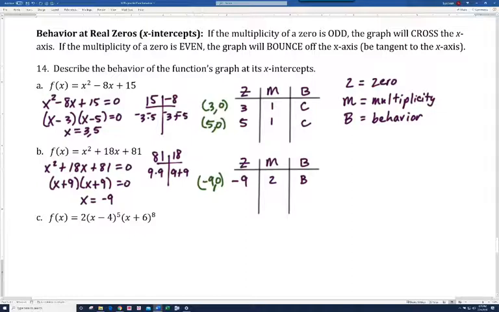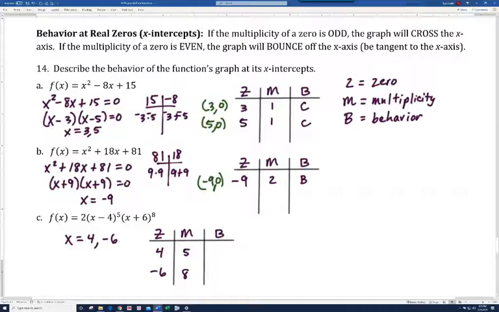All right, on C, now notice if x - 4 is a factor, then we know 4 is a zero. If x + 6 is a factor, we know -6 is a zero. And so these are our two zeros. Let's go ahead and make our ZMB chart. Our zeros are 4 and -6. The first one, the 4, the corresponding factor has a degree of 5, so the multiplicity is 5. And for -6, our multiplicity would be 8.